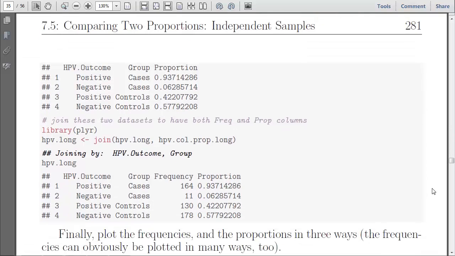And we can take the two data sets, the one with frequencies and the one with proportions, and join them together by the HPV outcome and the groups. And so here is our full data set with outcome, group, frequencies, and proportions. So there's lots of ways to have created this table, and I'm just showing you some ways of getting comfortable with moving from one format to another and calculating different values.